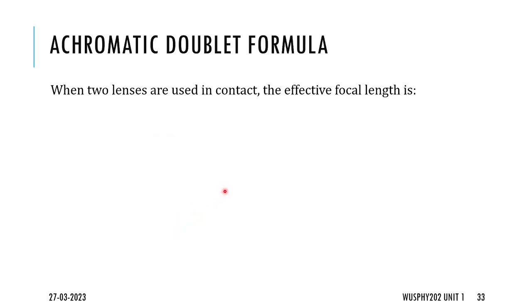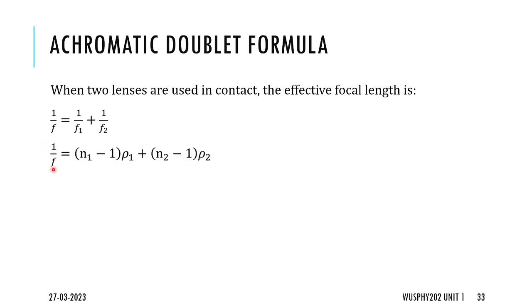Now how do you get an achromatic doublet? When two lenses are used in contact, the effective focal length is 1 by f equal to 1 by f1 plus 1 by f2. We have already derived this. So this is the lens combination. If they are in contact, the term minus d by f1 f2 is absent, because they are touching, d is 0.